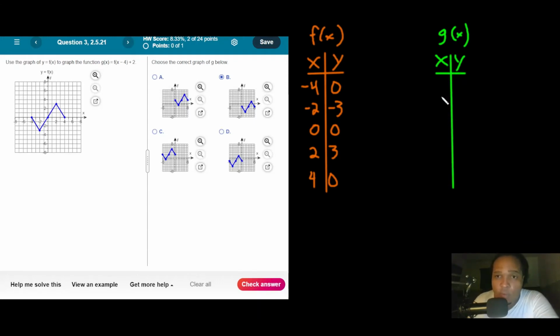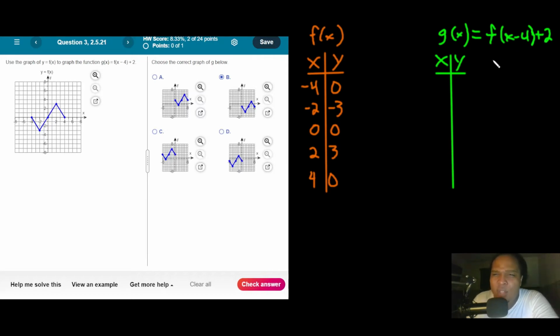Okay, so what is the function of g of x? The function of g of x is f of x minus 4, and then we're going to add 2. So what's going on here? Well, we have something inside, so that's going to change our x. Remember that we're going to do the opposite of what we see here, so we're going to add 4 to all of our x's. And outside, there is no funny business. If you see a +2 outside, you're going to add 2 to all of your y's. So inside changes x, outside changes y, right?